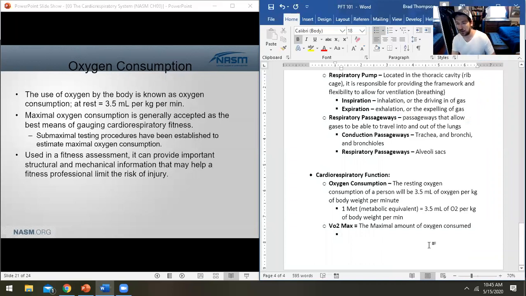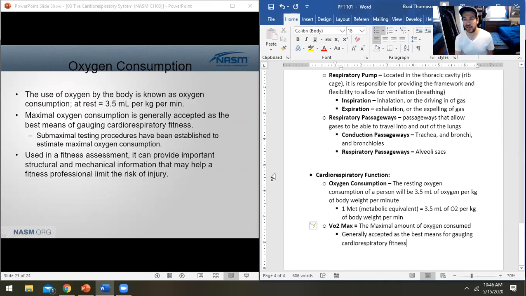VO2 max is the amount of oxygen that you consume, right? It is generally considered the best form of determining how cardiorespiratorily fit somebody is. Okay. Generally accepted as the best means for gauging cardiorespiratory fitness. Okay. So we have a lot of tests for doing this.